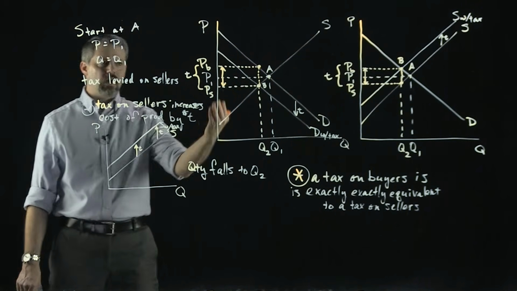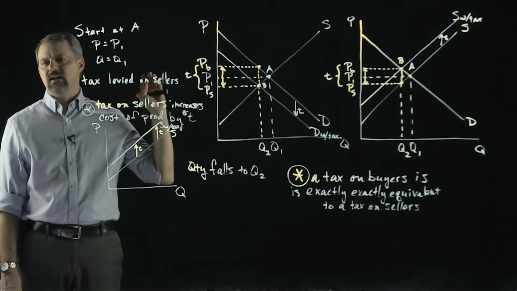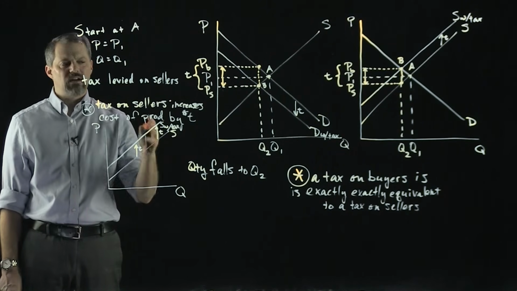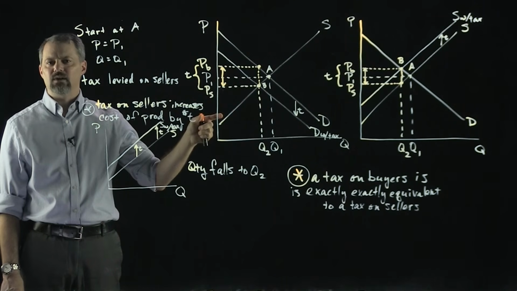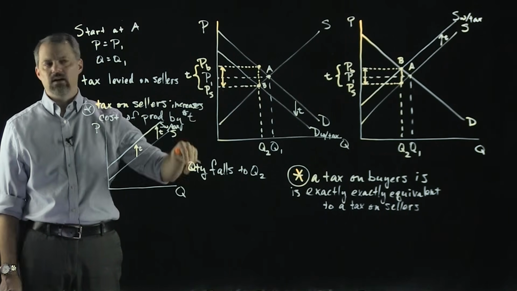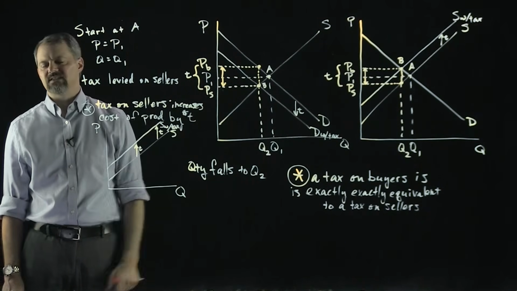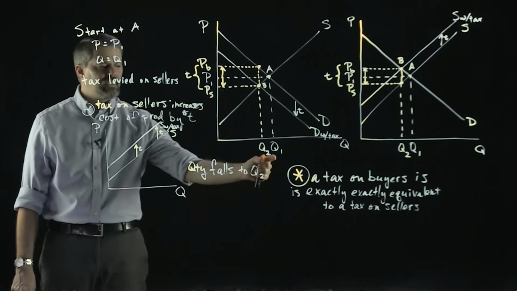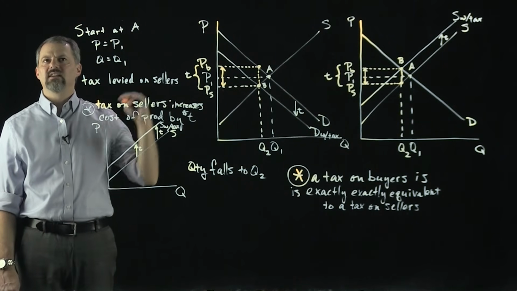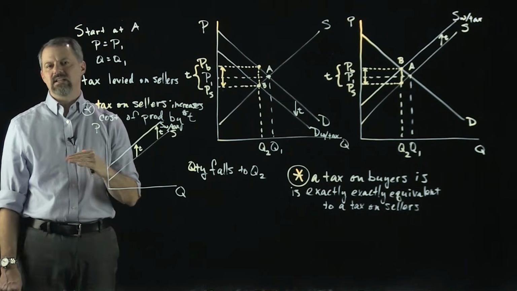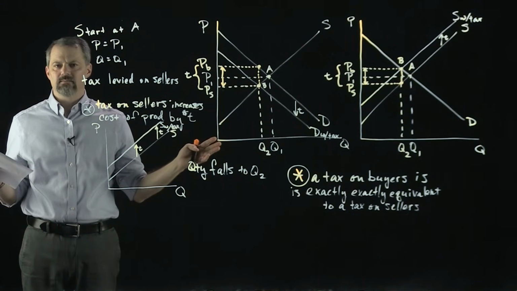The tax is going to drive the buyer's price up and it's going to drive the seller's price down, and it doesn't matter which side of the market you tax. As a matter of fact, you could take half the tax and put it on buyers and half the tax and put it on sellers. Same outcome. It's going to drive the price up by exactly the same amount and the seller's price down by exactly the same amount. It will change the quantities by the exact same amount. You could put 10% of the tax on one side and 90% on the other side. It doesn't matter how you split the tax up.